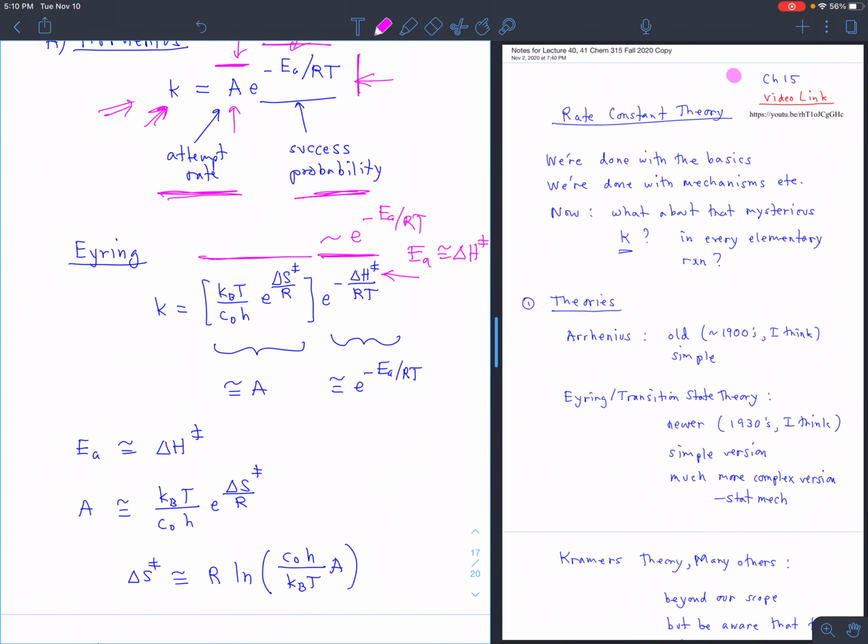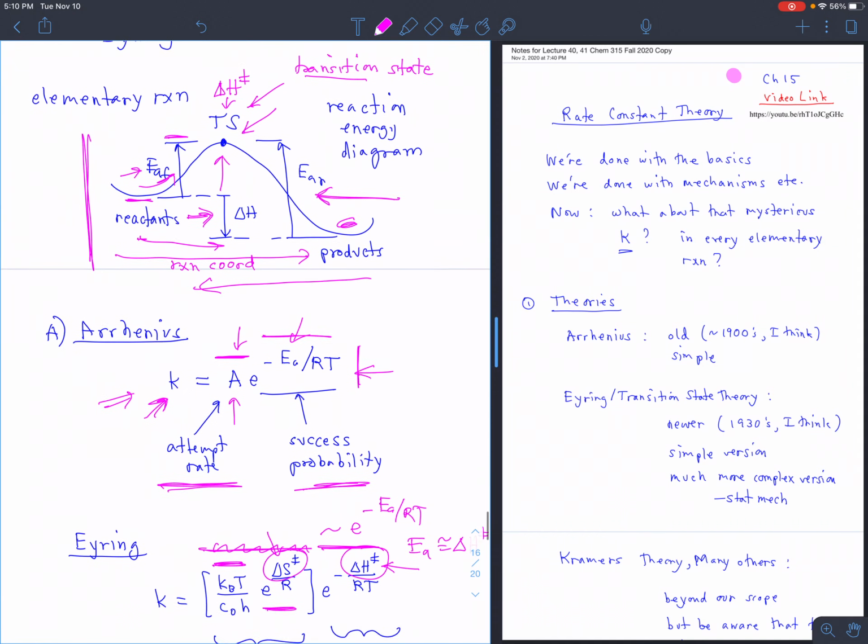But this pre-exponential factor has been replaced by something that's quite a bit more complicated and involves these quantum mechanically derived factors in front and an exponential that involves the entropy at the top of the barrier, the transition state entropy as well. So entropy considerations enter into the effective attempt rate within Eyring theory. And also because these are delta H and delta S for something that has physical meaning that we saw.